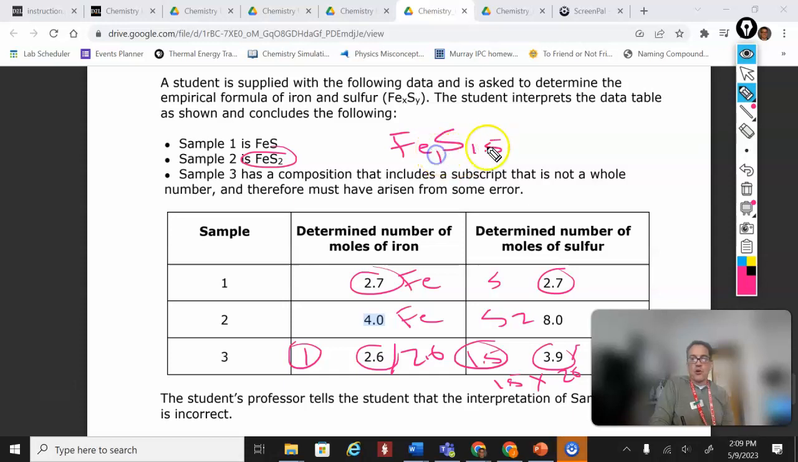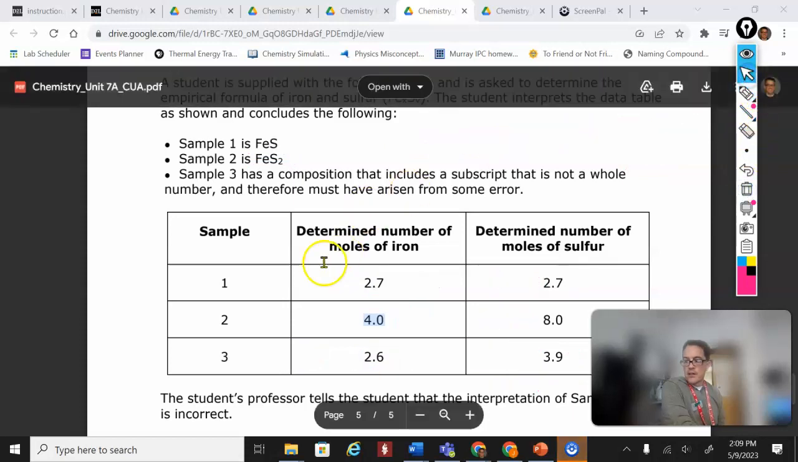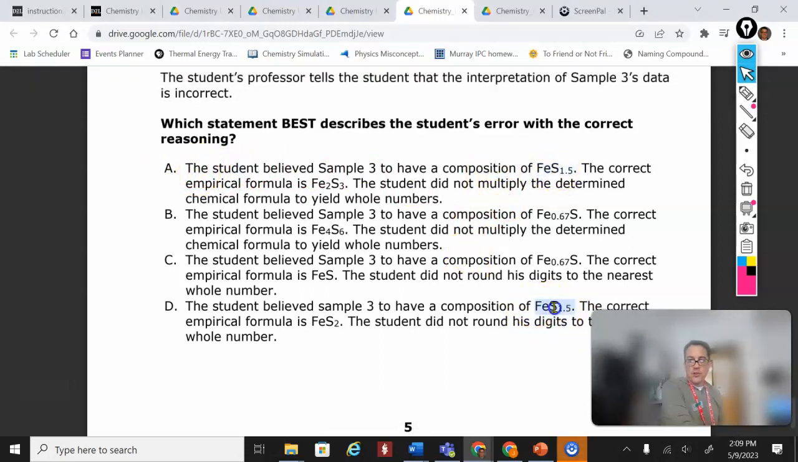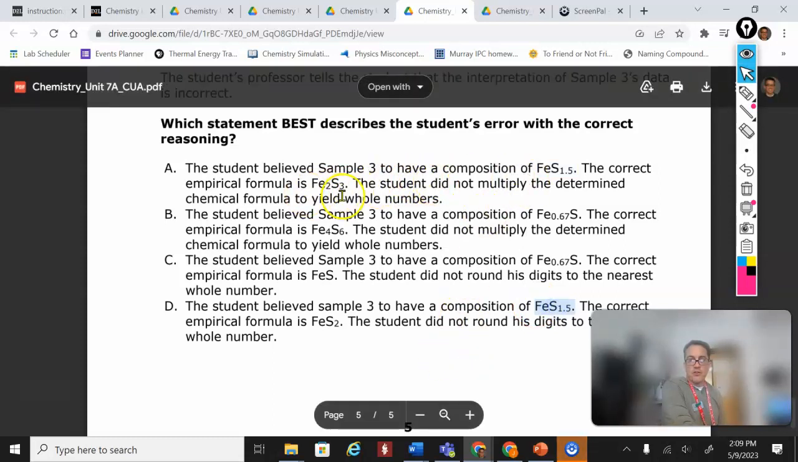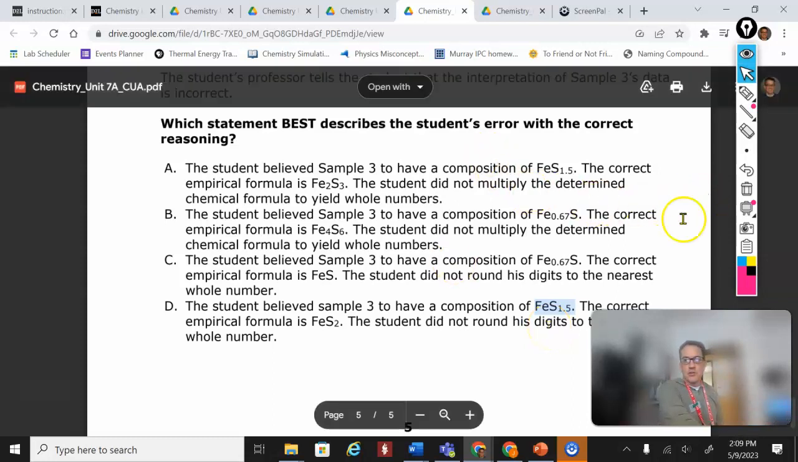So instead of having a 1 and a 1.5, double both of those, and it should turn us into a 2 and a 3. So the best formula we could put together for these numbers of moles will be Fe2S3. And so the right answer on this one ended up being A. So that's our correct formula. There's a correct formula down here as well, but the better reasoning is about multiplying your numbers to get to whole numbers. So we don't want to round the digits to get to the nearest whole number. We want to multiply numbers to get to the nearest whole number. There you go.